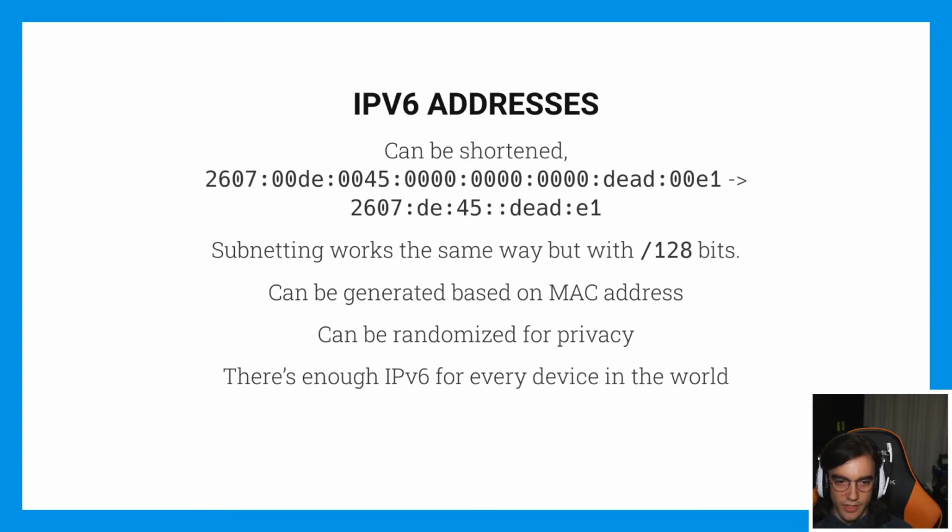And more importantly, the most important point is that there's enough IPv6 for every device in the world. And it restores the end-to-end principle, because since there will be enough addresses for everyone in the world, that means we won't need to be hiding all sorts of devices behind one IP address. Every device on your LAN, for example, will be able to have its own IP address.